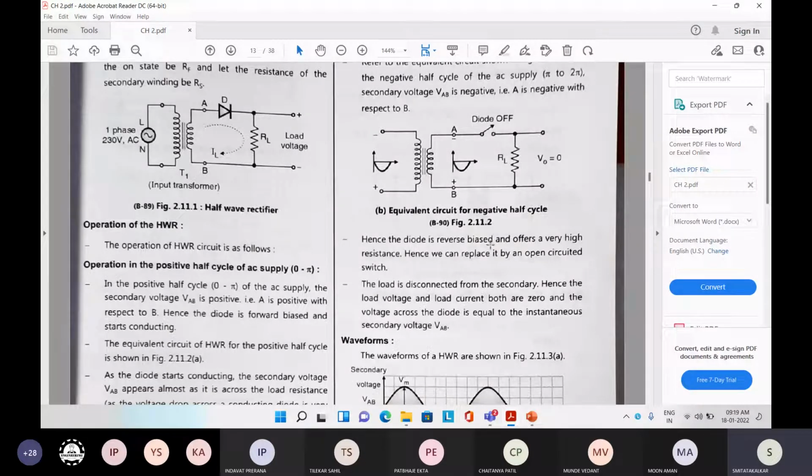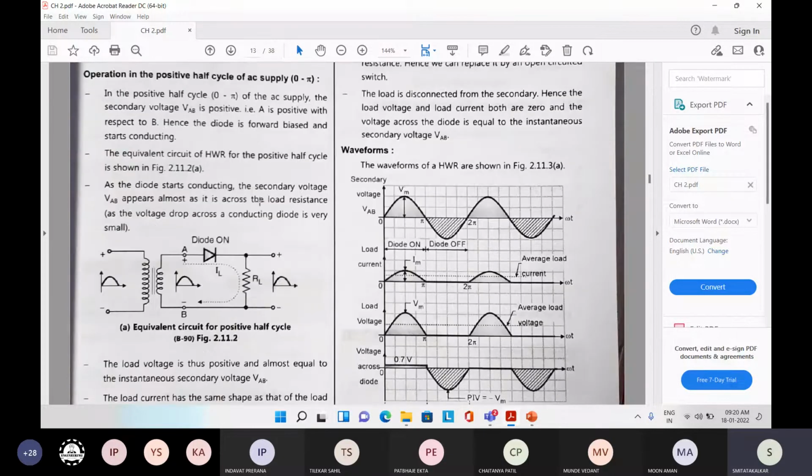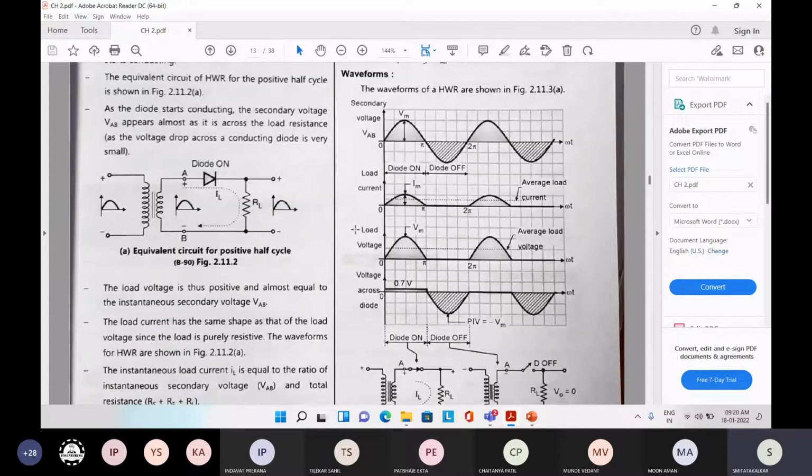This is how the diode is used as a switch. If it goes to reverse bias, the diode is off, meaning it is not in the conduction state. If the diode is a closed switch, as in this diagram, then forward bias is required for the switch to be on. That's why in the waveform, you can see that in the positive half cycle the diode is on, and in the negative half cycle the diode is off.